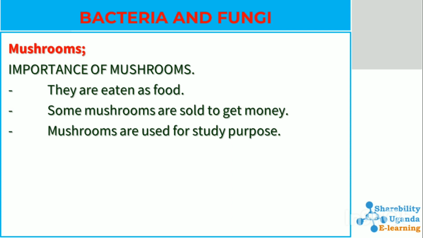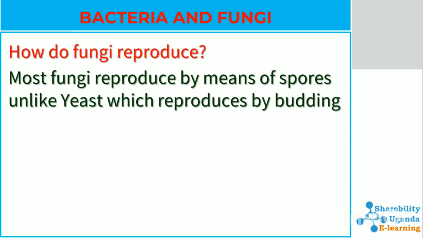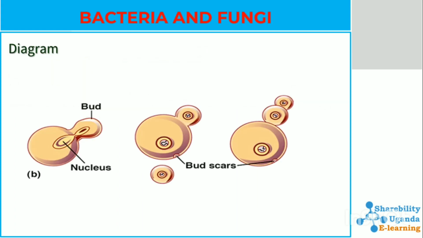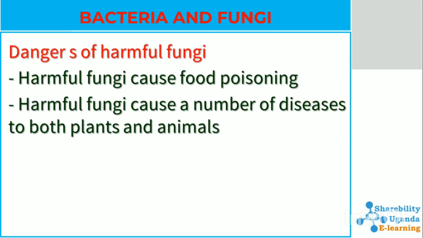Let us look at mushrooms, which are an example of fungi. They are eaten as food, and are sold. They are a source of income. They are used for study purposes, as we are discussing them right now. How do fungi reproduce? Fungi mostly reproduce by means of spores, unlike yeast, which reproduces by budding. This is the process of budding, or this is how yeast reproduces.